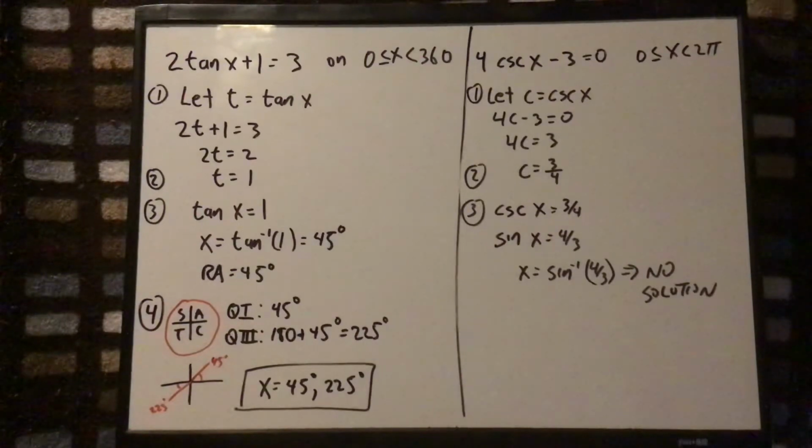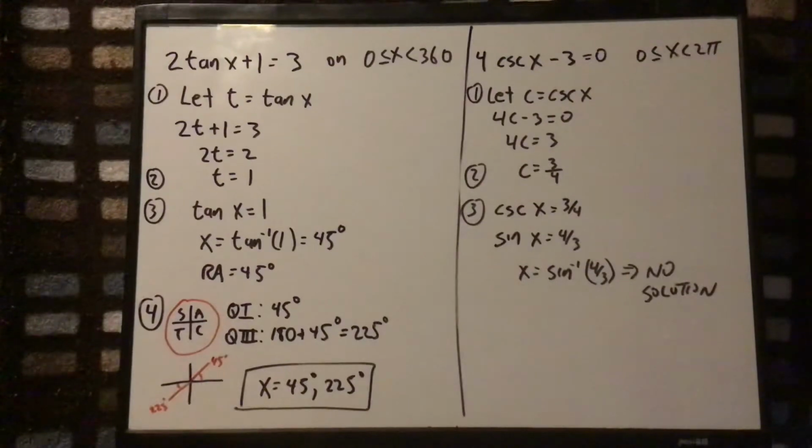So I have tan x equals 1. Tan inverse of 1 is 45. You can get that out of a calculator. That's also one of our table values. So if you're good with your trig values, you would know that without a calculator. Since the calculator gives me 45 degrees, that's my reference angle.